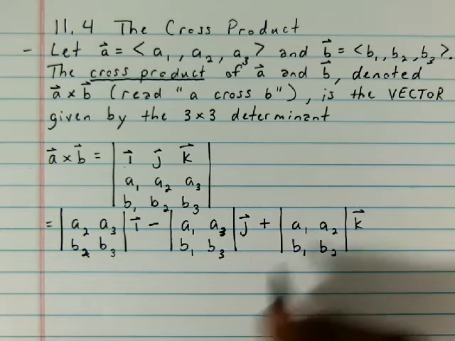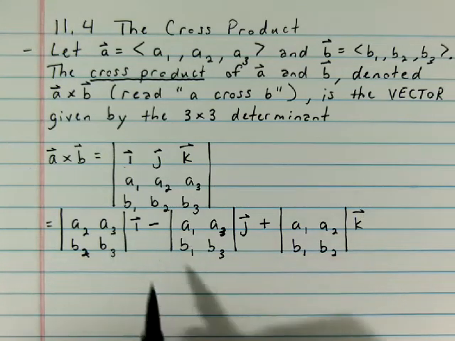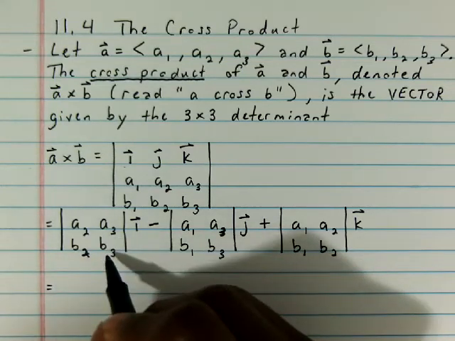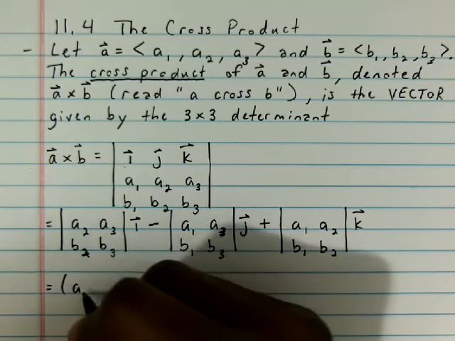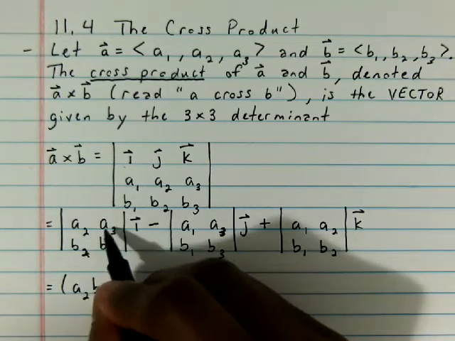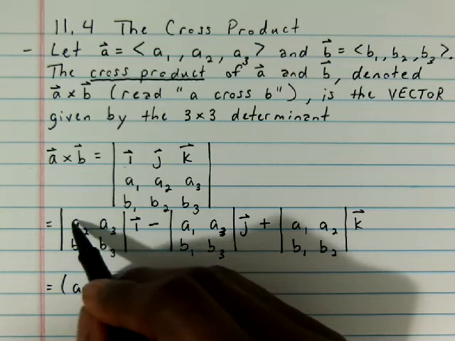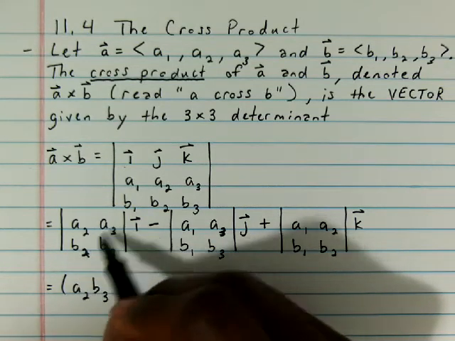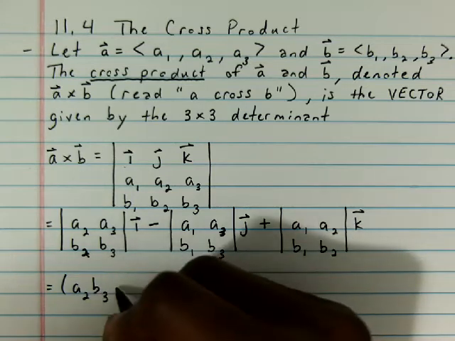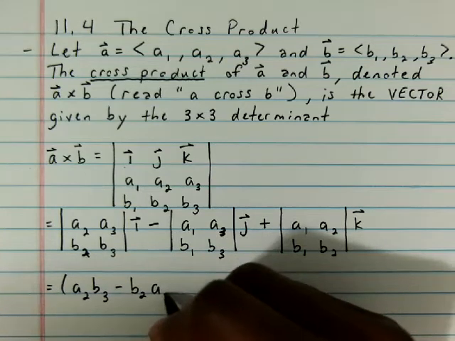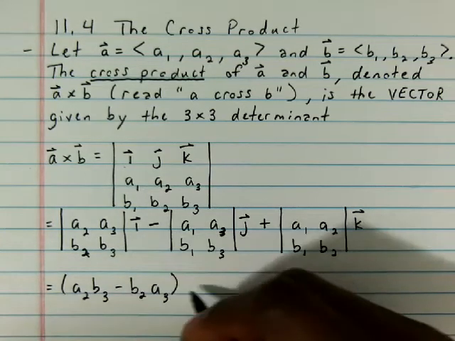Now, how do you compute these 2 by 2 determinants? You do A2 times B3, minus B2 times A3. So you do what's called the main diagonal, and then you do what's called the off diagonal, minus the product of the off diagonal entries. So minus B2 times A3, and we still leave our I out there.